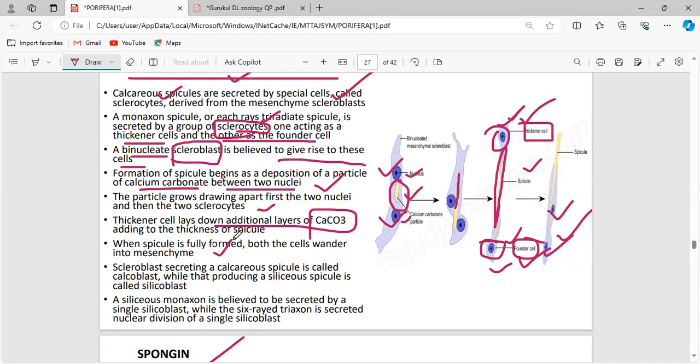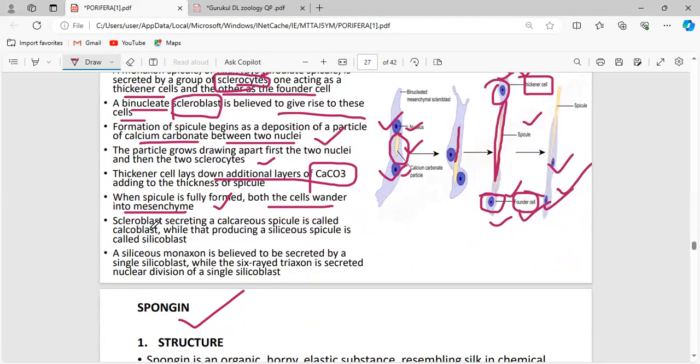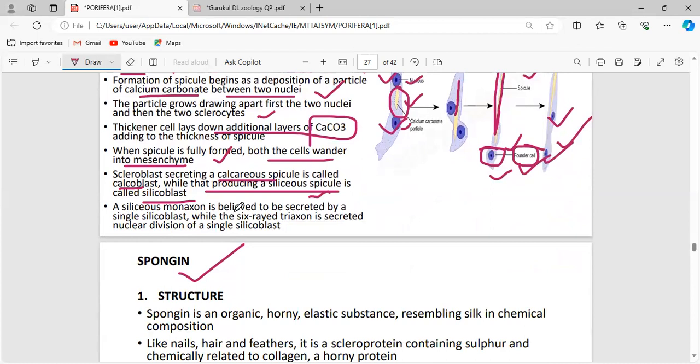When the spicule is fully formed, both the cells wander into the mesenchyme. The scleroblast secreting a calcareous spicule is called the calcoblast, while the scleroblast secreting the siliceous spicule is called a silicoblast. Clear? Now, the siliceous monoaxon is believed to be secreted by a single silicoblast, while the six-rayed triaxon is secreted by the nuclear division of the single silicoblast.